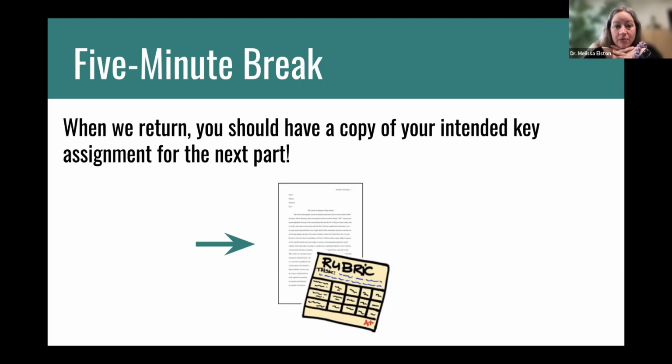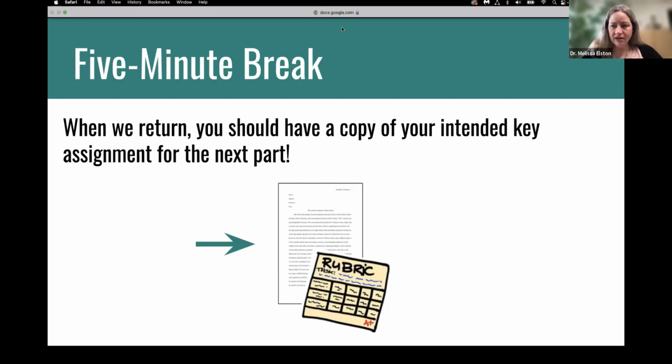So we're going to take a 5-minute break. If people need to go tend to biological needs, just take a rest from the screen for a second, whatever you need to do. But this also gives people a chance, if you haven't grabbed a key assignment that you feel comfortable workshopping, a little bit of time to grab something from your class materials and look at it. So we're going to take about 5 minutes and then we will reconvene. It's 9:49. We will reconvene at 9:54.